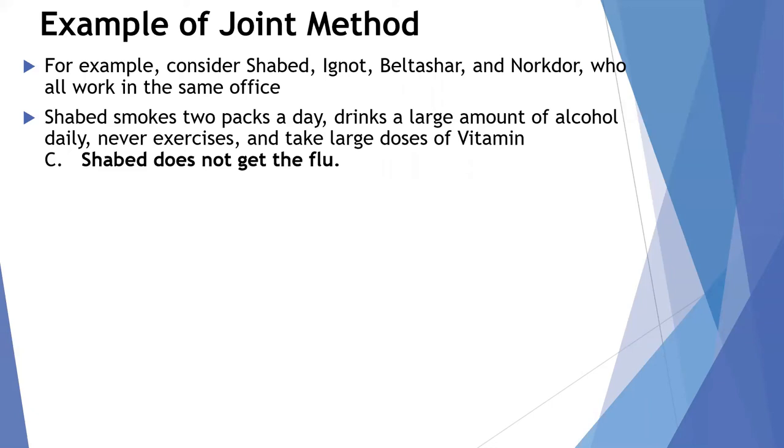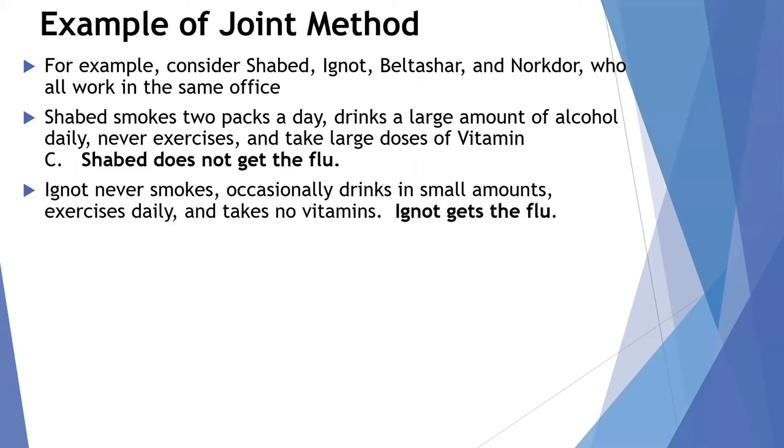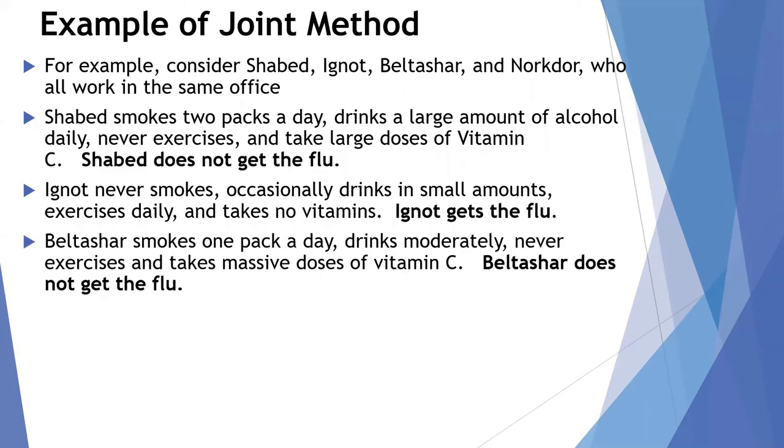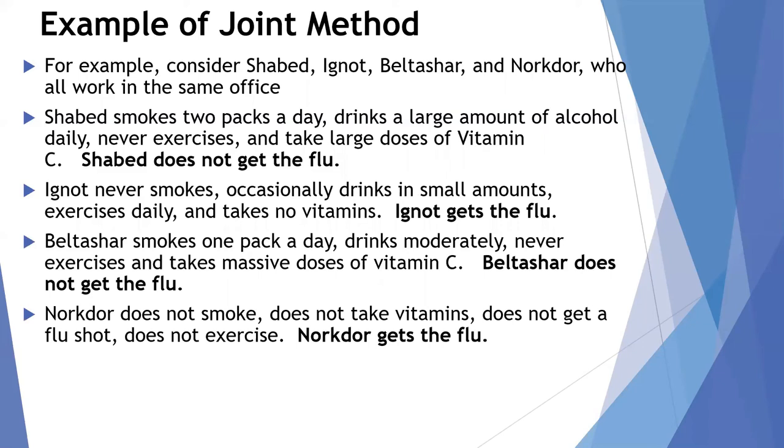And we see that Shabed smokes a couple packs a day, drinks a large amount of alcohol daily, he never exercises, he takes a large dose of vitamin C routinely, and he does not get the flu. Suppose Ignat never smokes, occasionally drinks in small amounts, exercises daily, and takes no vitamins, and then we see that Ignat gets the flu. Now, Beltejar smokes about a pack a day, drinks moderately, doesn't exercise, but takes a large amount of vitamin C. Beltejar does not get the flu.